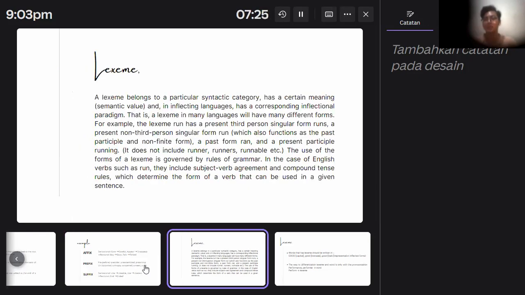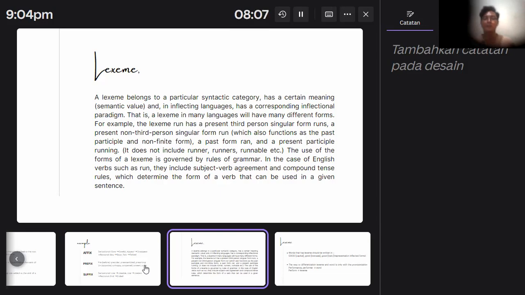But next, we're going to talk about lexeme. A lexeme belongs to a particular syntactic category, has a certain meaning or semantic value, and in an inflecting language has a corresponding inflectional paradigm. That is, a lexeme in many languages will have many different forms. For example, the lexeme run has a present third person singular form runs, a present non-third person singular form run, which is also the past participle and non-finite form, a past form ran, and a present participle running. So it doesn't include runner or runnable, etc.